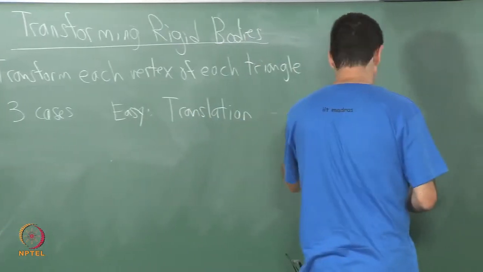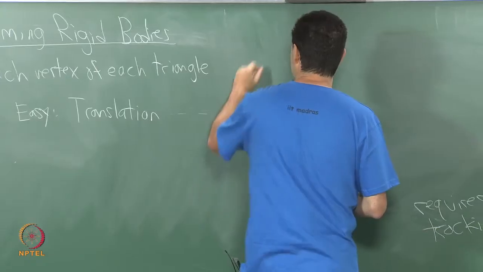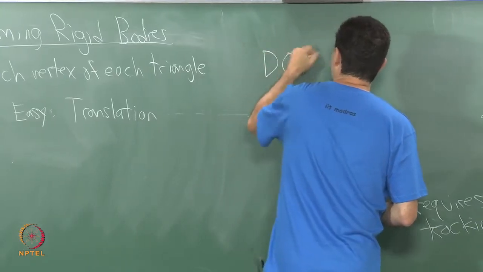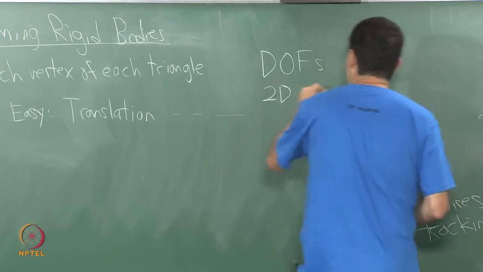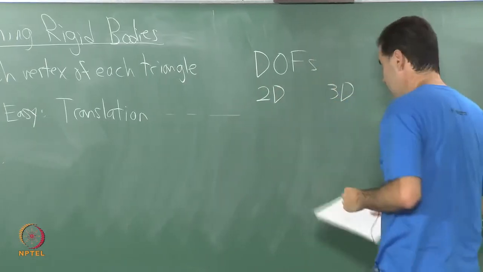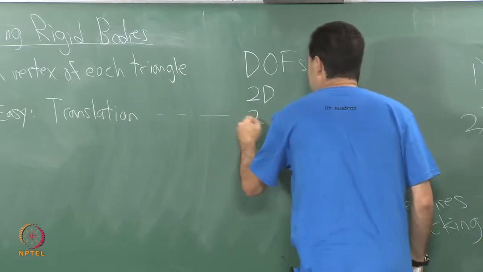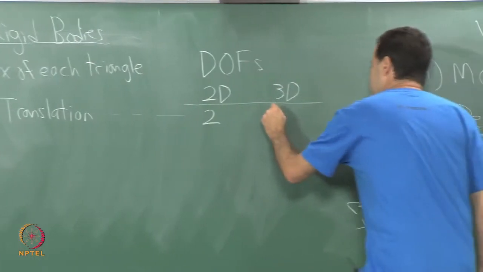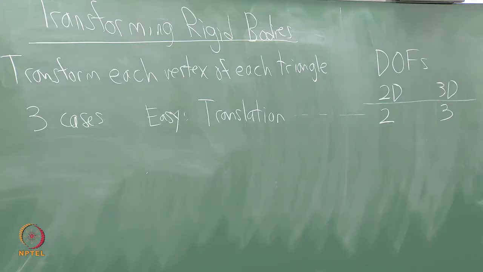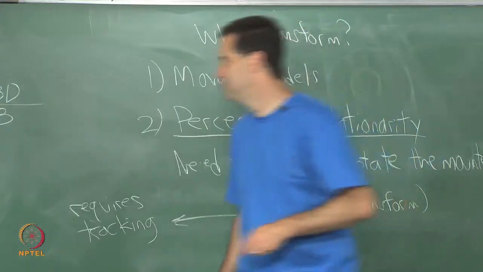And in that case, I'm going to talk about the number of degrees of freedom, the DOFs in 2D and in 3D. So for translation only, we have 2 degrees of freedom in 2D, and we have 3 degrees of freedom in 3D. And this is really mathematically the easiest case to define, to understand, no problems really.